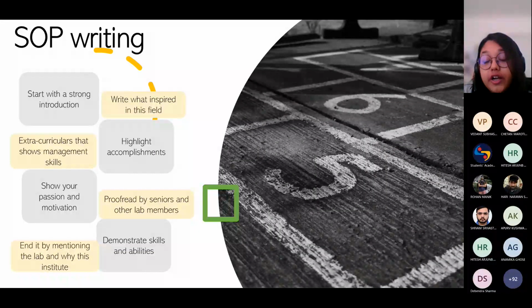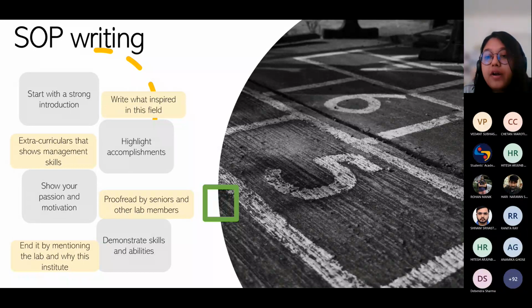Something which can fetch the attention of the reader who is going through the statement of purpose. I mean, they are reading through thousands of statements of purpose, so your statement of purpose has to be apart or different from most of the people, so that they can read through it and understand that you are interested in this program and you are actually eligible for it. So it's important that you write what has inspired you in this field.